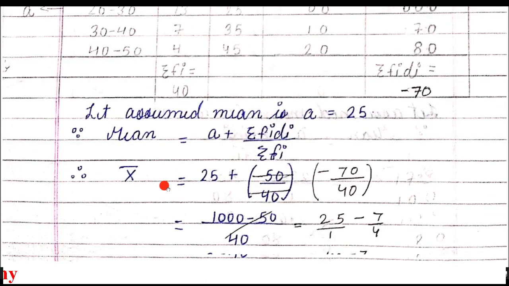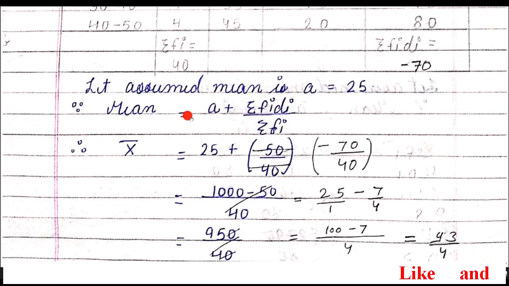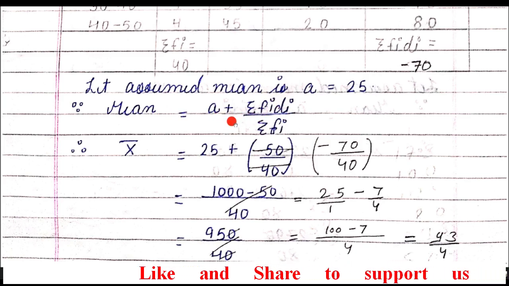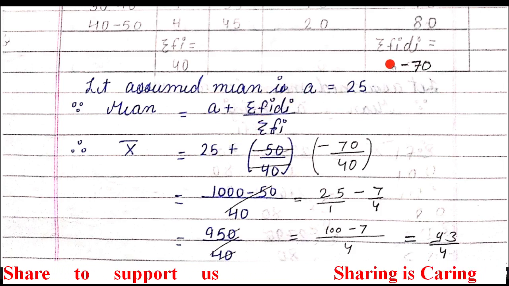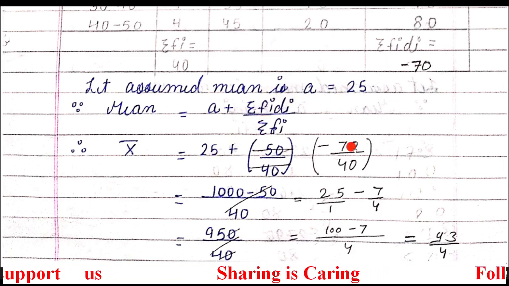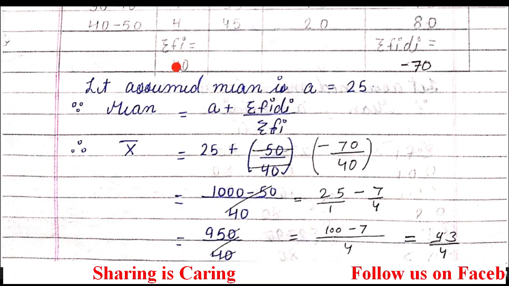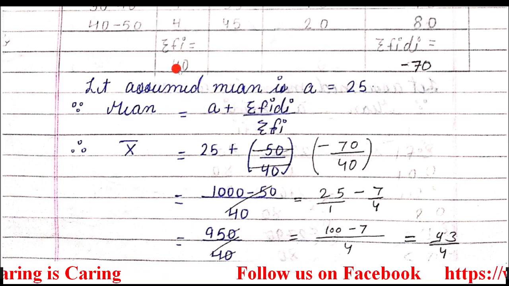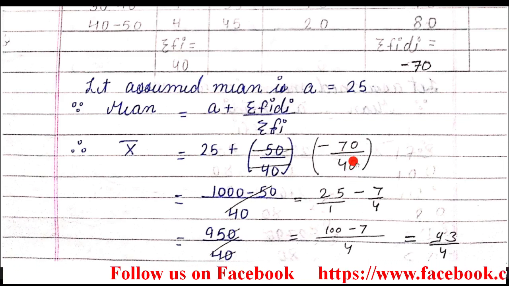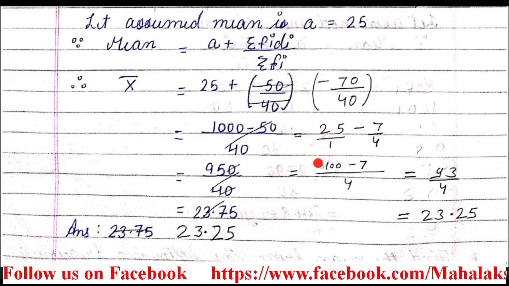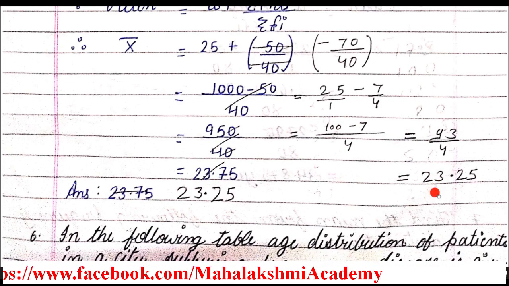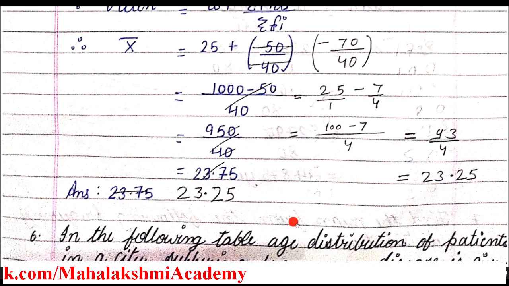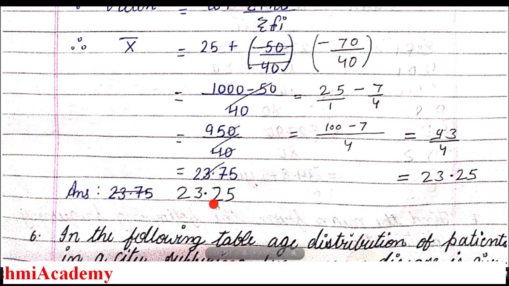Now we will see the formula. The formula to find the mean by the assumed mean method is A plus sigma Fi Di upon sigma Fi. A is 25, which I wrote here. Sigma Fi Di from the table we obtained as minus 70, so minus 70 here. Sigma Fi is 40, so instead of sigma Fi, we write 40. Then 0 cut by 0, then take the LCM here, and subtraction will give you 93 upon 4. Divide them, you will get 23.25. That is the mean of this given question.